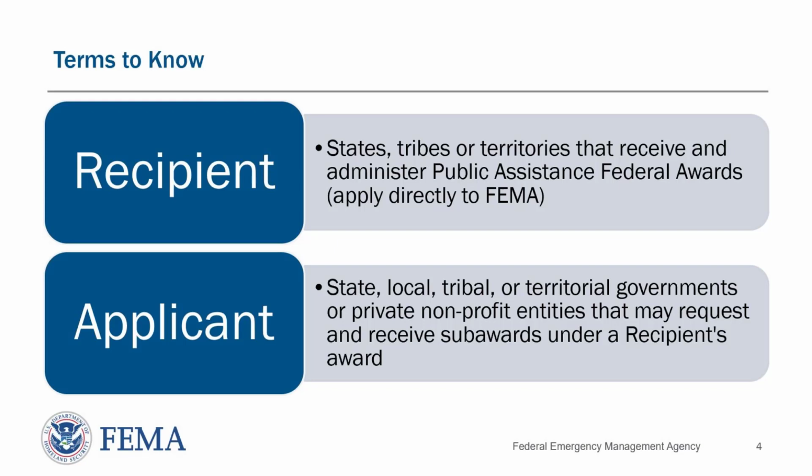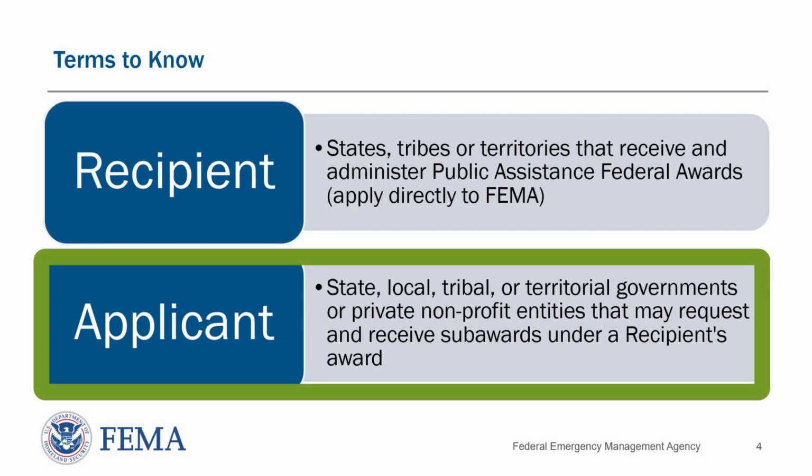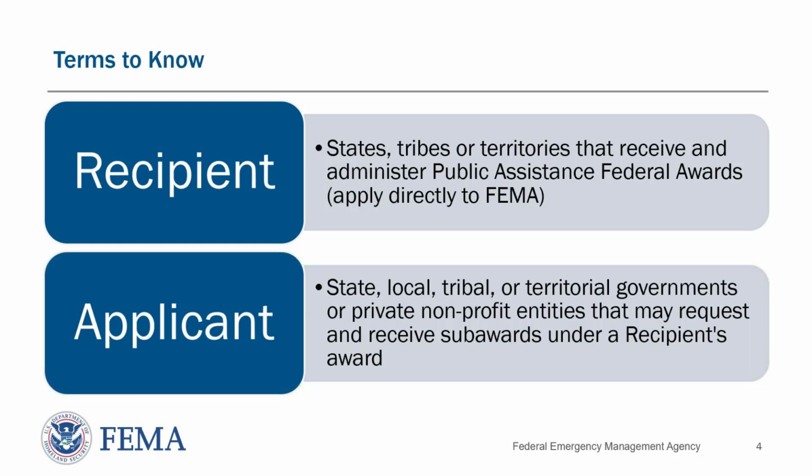We've got recipient and applicant. A recipient is your state, tribe, or territory that receive and administer public assistance federal award. How it works is it's the recipient that applies to FEMA, and then under the recipient we have applicants. So our applicants are state, local, or tribal or territorial governments or private nonprofit entities that may request and receive subawards under a recipient's award. So I'm going to say private nonprofit. If you hear the acronym PNP, that's what that means. And again, recipient applies to FEMA, but then FEMA works with the applicants.